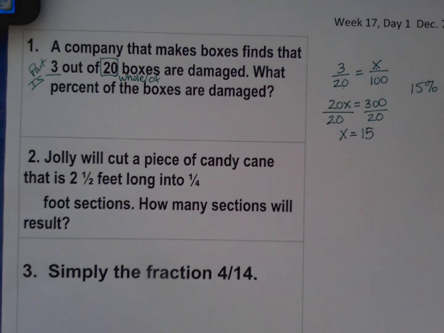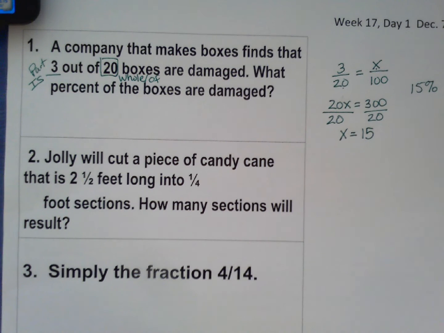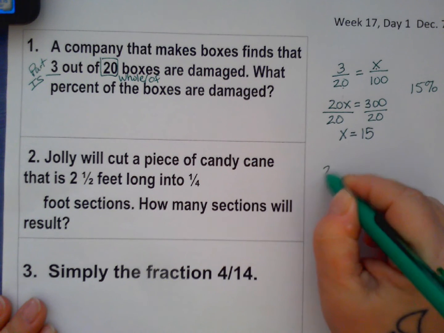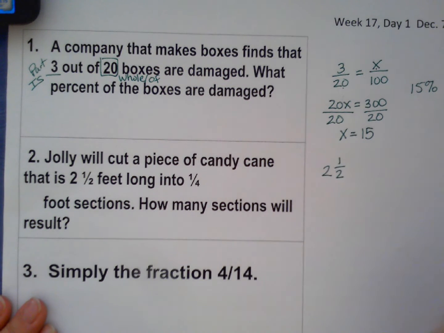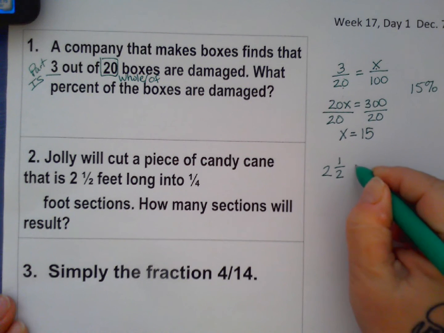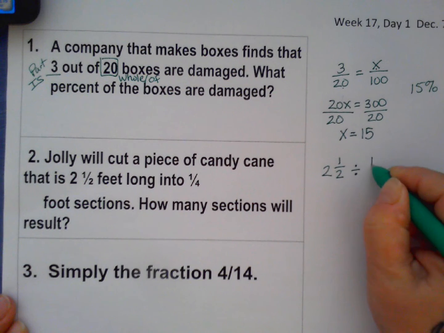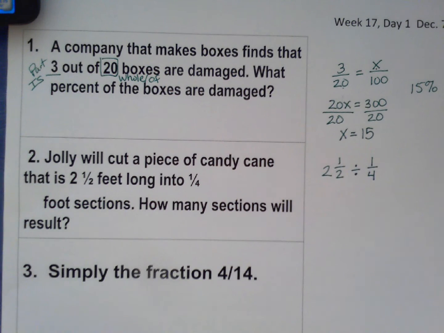All right, number 2. Jolly will cut a piece of candy cane that is 2.5 feet long into 1/4 foot sections. How many sections will result? Okay, so Jolly, she's cutting candy canes, and she's got 2.5 feet, and she's cutting them into, which means breaking it down. Remember, breaking it down or cutting something up, that's dividing it. So we're dividing by 1/4. Okay, this is pretty easy.